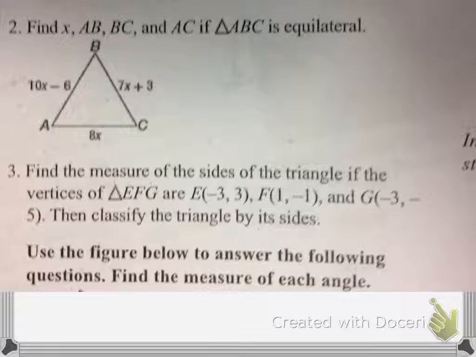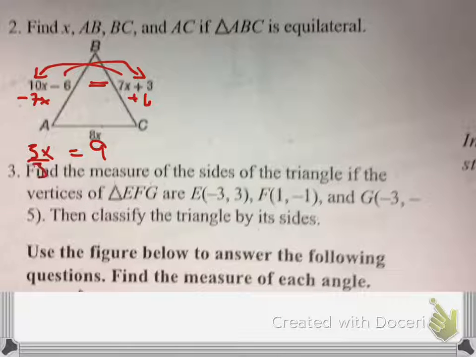Okay, so notice here it says that this is equilateral. So that means all 3 sides are equal. So it doesn't matter which 2 sides I set equal to each other, because no matter what, they're all going to give me the same answer. So I decided to go ahead and set these 2 equal. Variables to the left, numbers to the right. 10 minus 7 is 3x. 6 plus 3 is 9. And then I can divide by 3 to get x equals 3.